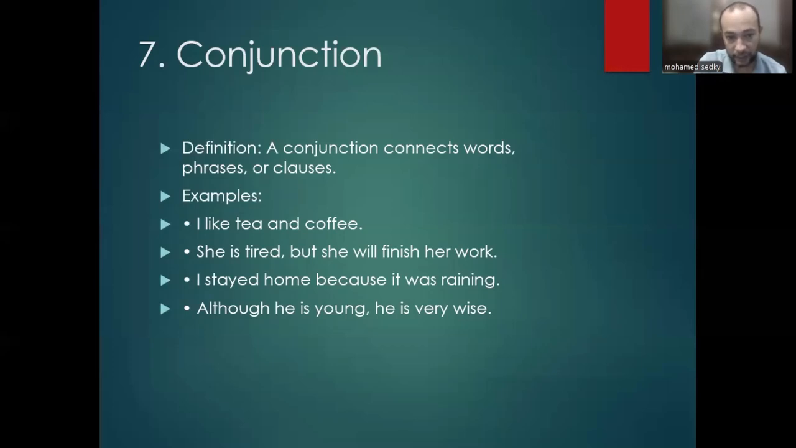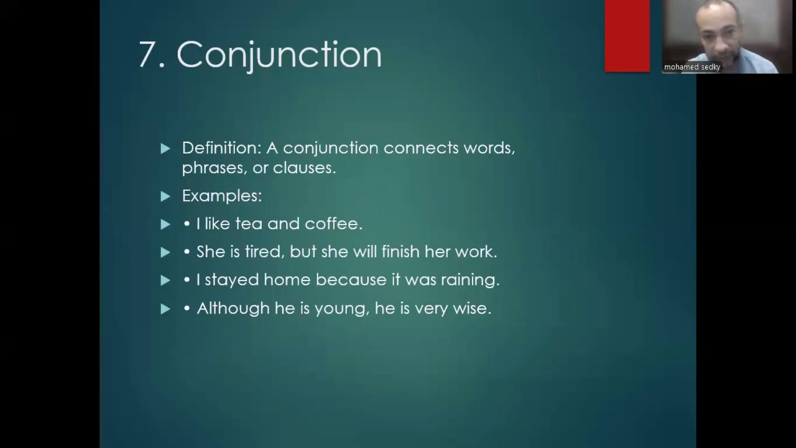She is tired, but she will finish her work. So we can see that it links both clauses. She is tired, that's one clause. And the other one, she will finish her work, that's the second one. So the conjunction but here linked two clauses together. I stayed home because it was raining. Again, it's linking two clauses together, which is the conjunction because.